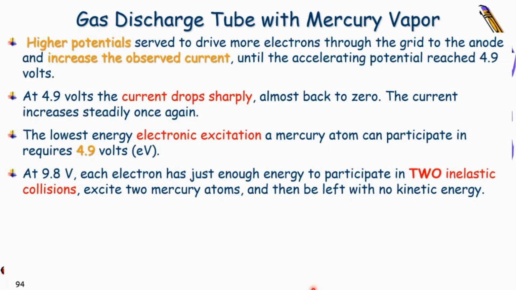The gas tube with mercury vapor. I don't want to read all the sentences to you, so please read this by yourself. The important thing is that at 9.2 volt, each electron has just enough energy to participate in inelastic collisions, exciting 2 mercury atoms, and then be left with no kinetic energy. So the energy of mercury is quantized. So it's not only the electron in hydrogen that is quantized; the electrons in mercury are also quantized.